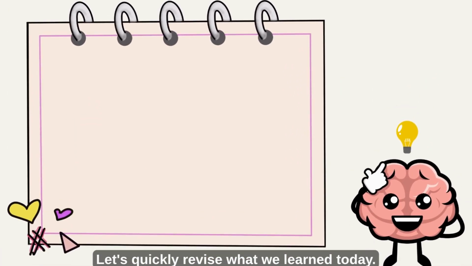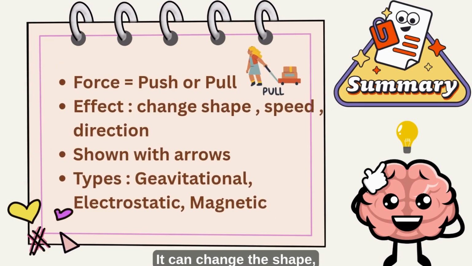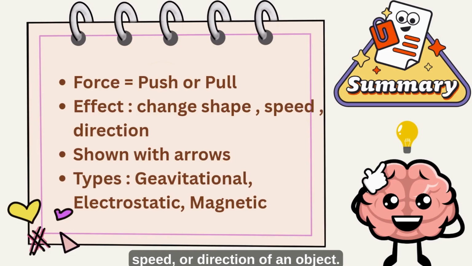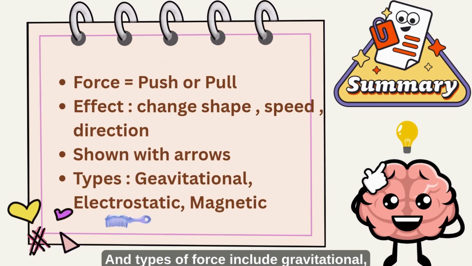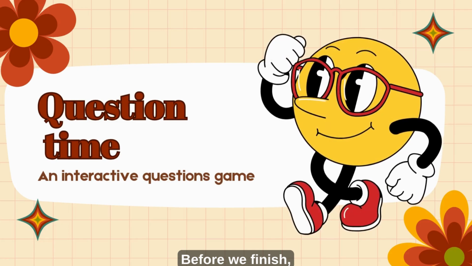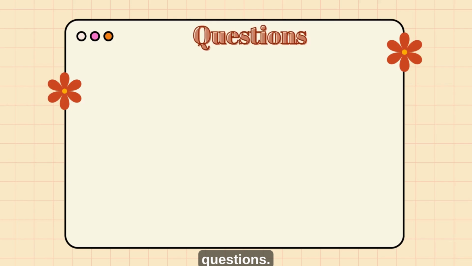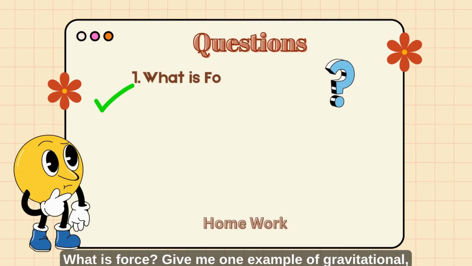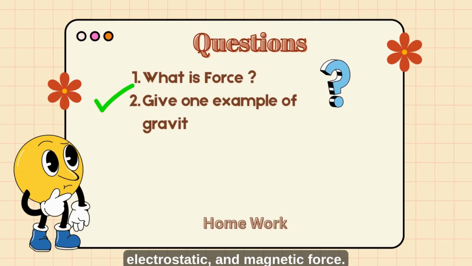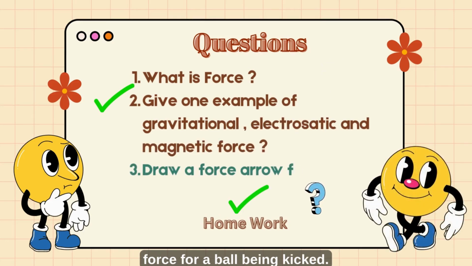Let's quickly revise what we learned today. A force is a push or a pull. It can change the shape, speed, or direction of an object. We use arrows to represent force, and types of force include gravitational, electrostatic, and magnetic force. Before we finish, let me test your understanding with some quick questions. What is force? Give me one example of gravitational, electrostatic, and magnetic force, and draw an arrow of force for a ball being kicked.